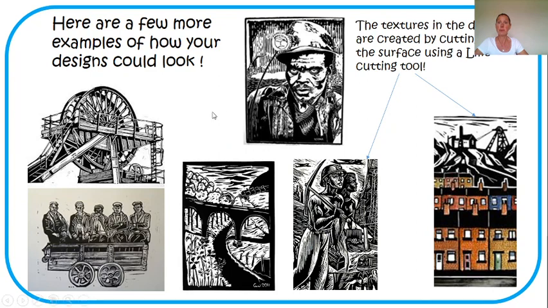Here are a few more examples of how your designs could look. The headstocks, a group of miners going about their day, the railway line that took the coal from the pit around the country. The miner's actually going to work. As you can see here, he's got his lunch bag, he's got his tools and his equipment, he's got his helmet.